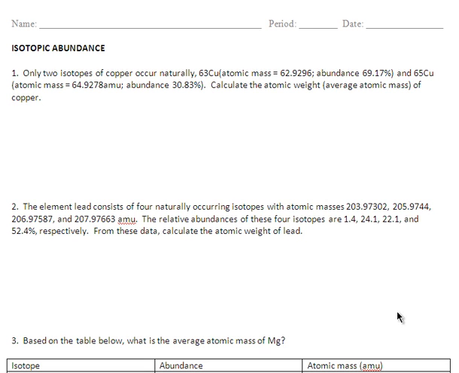What I'm going to be showing you is problem number 1 from the Isotopic Abundance worksheet. On this worksheet, what you're going to be doing for problem number 1 is calculating the average atomic mass. Now, all the problems are similar to the one that I'm going to work through with you, which is number 1. And I want you to do 2 and 3, and number 4 will be the advanced question.